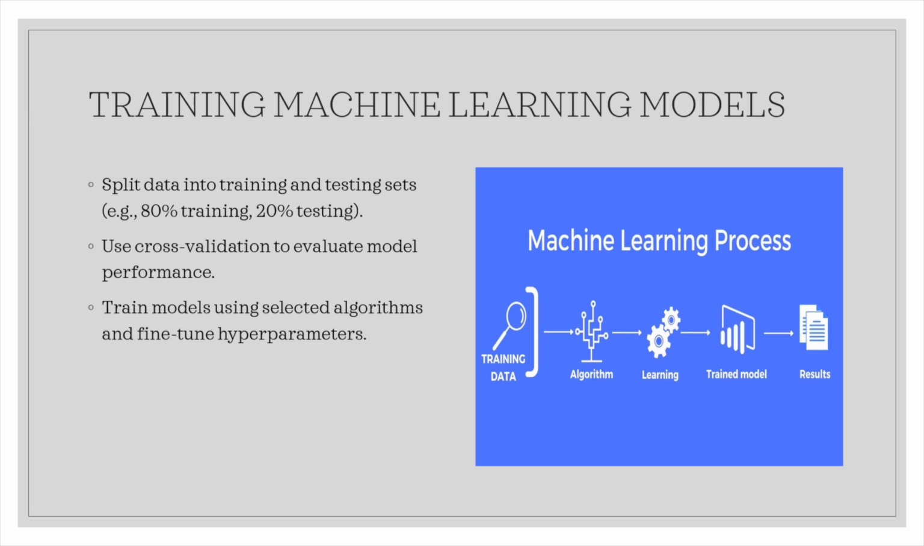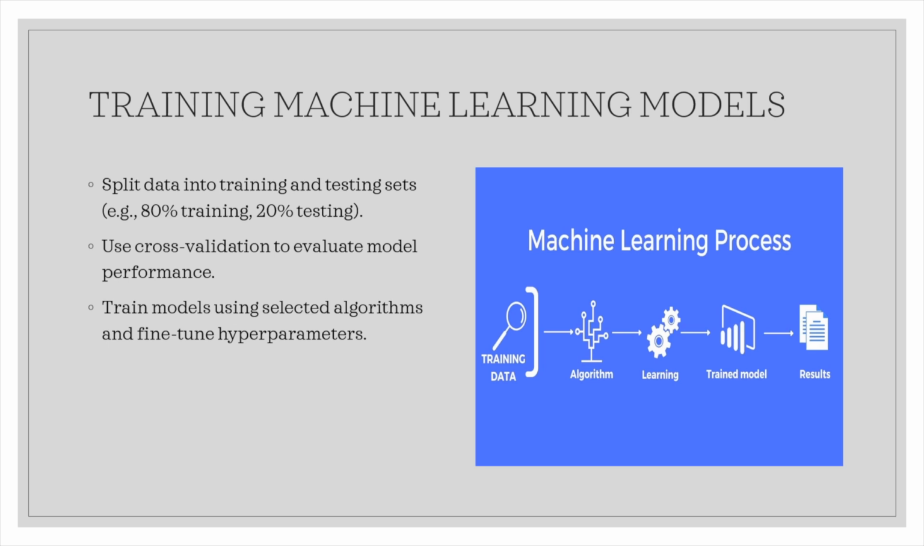The model adjusts its parameters to minimize the error on the set. Testing set of the 20%, this subset is kept separate and is used to evaluate the model's performance. By testing on unseen data, we can assess how well the model generalizes to new real-world data. Using cross-validation to validate model performance.